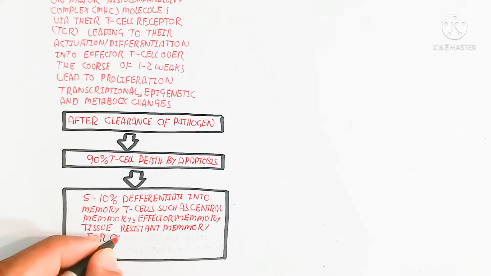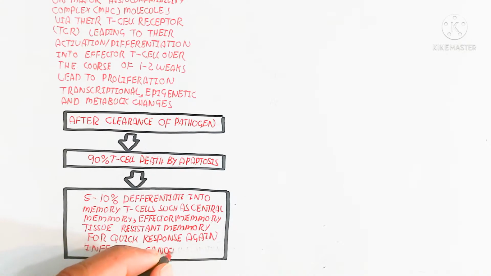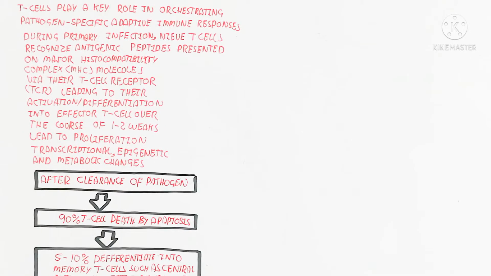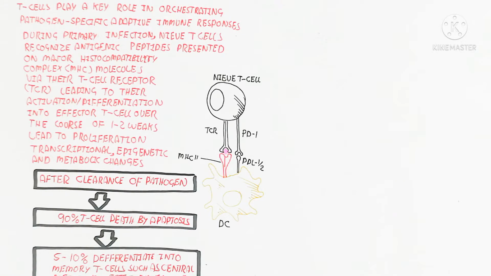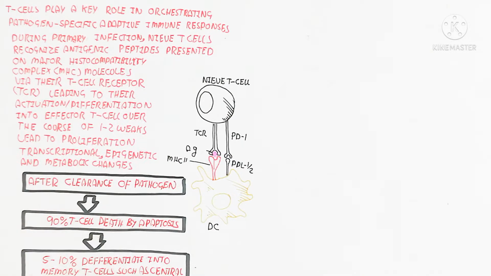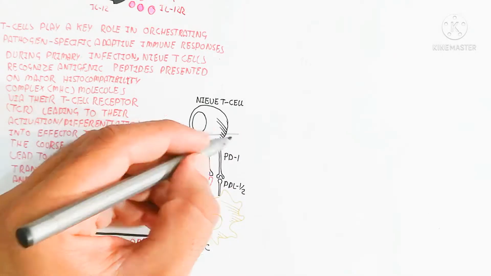The infection can be simple infection, cancer or inflammation. The naive T cell basically binds with the dendritic cell, the antigen presenting cell, through the MHC class 2 molecule with the T cell receptor, and an inhibitory ligand also binds for inhibition of naive T cell proliferation. In this way, the inhibitory ligand for naive T cell proliferation is PD-1.